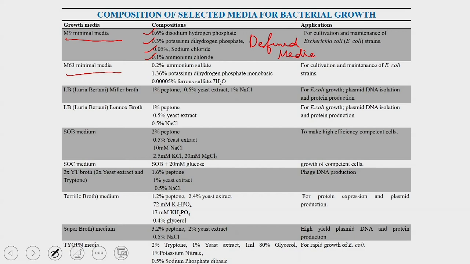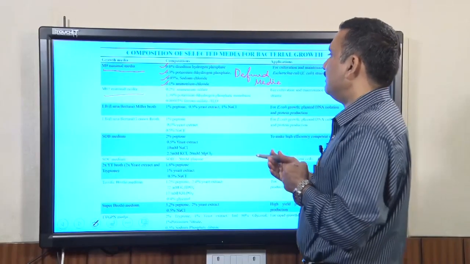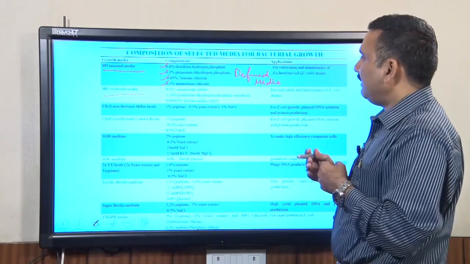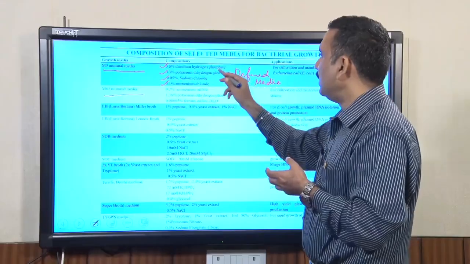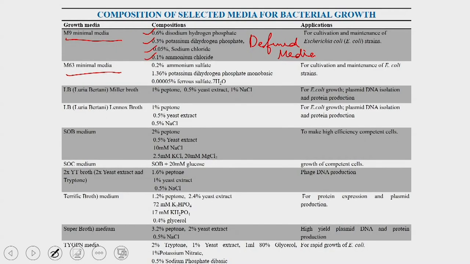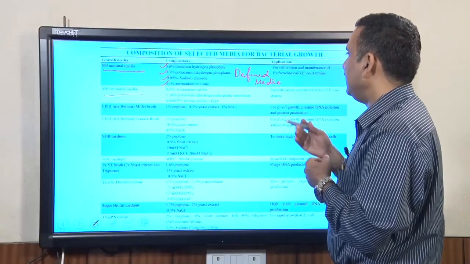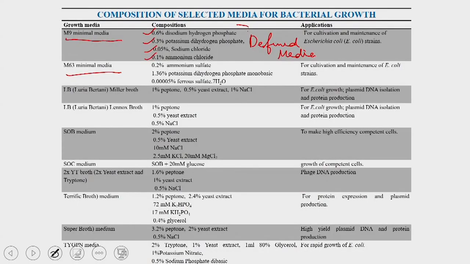Because it is a pure media, you can vary the constituents, and that's how you can change the media composition in a very controlled fashion. For example, if you want to change the phosphate, or the NaCl, or the ammonium chloride, you can do it very precisely, and there is no other contaminating complex mixture present.